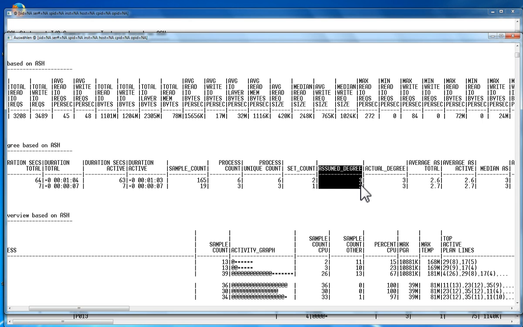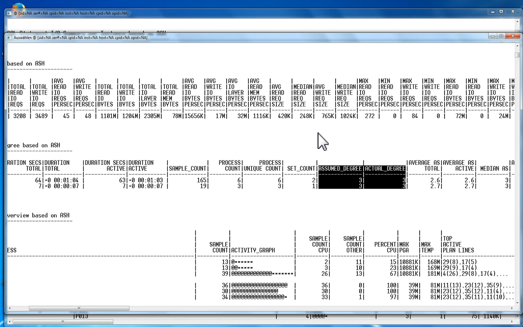And then we come to this assumed degree, which might be different from this actual degree here. The point is simply that for versions lower than 11.2, there is no actual degree that can be determined from the active session history, because this px flags column was only introduced in 11.2. So for such versions you will only find this assumed degree column here, and this is an attempt by Explain-Ash to find out the maximum number of parallel slaves that were identified in the active session history samples per slave set.